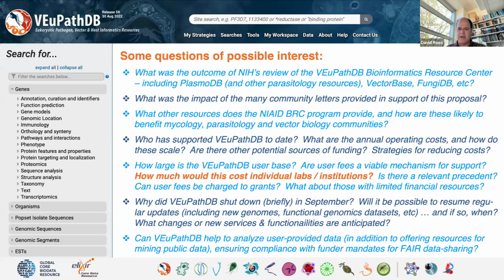Whether that will integrate with other resources in the way that VEuPathDB has provided remains to be determined, but perhaps the most important thing I can say is that neither of these resources, by their own admission, proposes in any way to replace the functionality that VEuPathDB has provided in recent years.